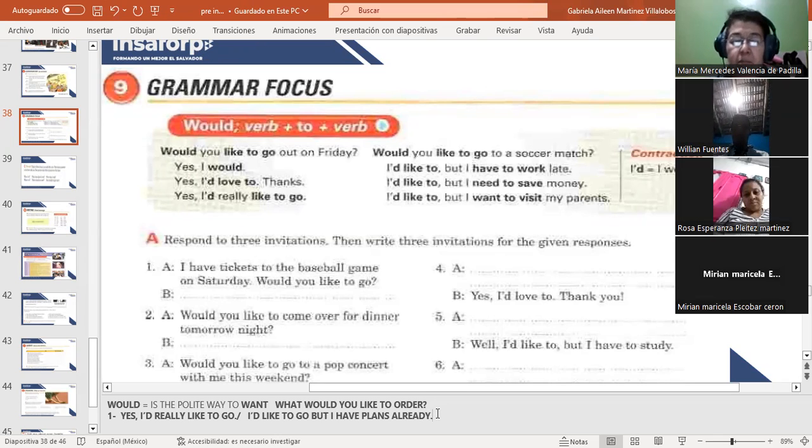Understand? If I accept the invitation, the first answer, yes, I really like to go. If I decline the invitation, I like to go, but I have plans already. Got it? Yes, and the 4, 5, and 6, we write the question. From 4 to 6, you are going to write a question. So you're going to create an invitation to, I don't know, to an event, maybe a weekend activity. An invitation to somewhere.